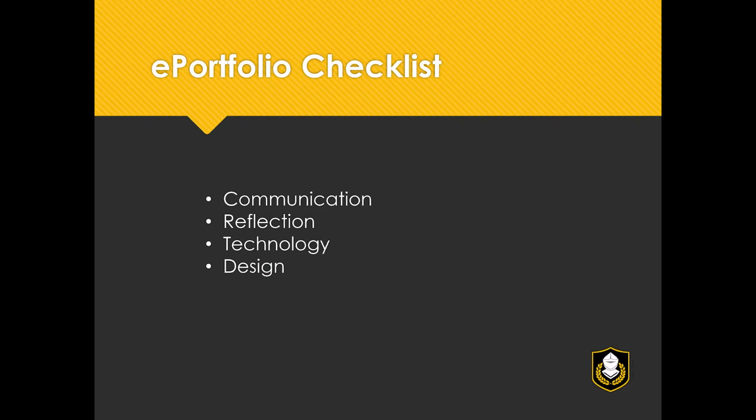This version of this checklist will be located in the discussion below in the files, you can go ahead and open that up. Okay, so as you'll see, this checklist is broken down by a couple of different categories. So we've got communication, reflection, technology, and then design.